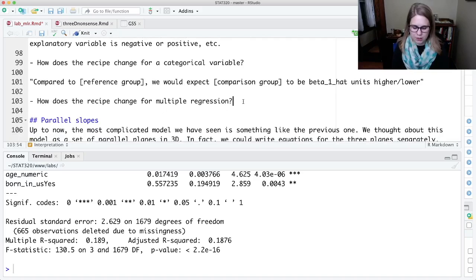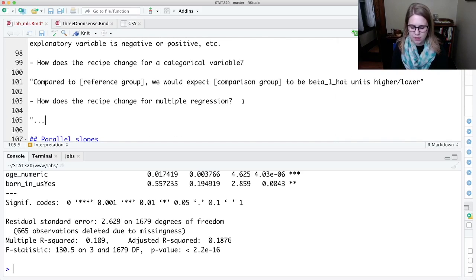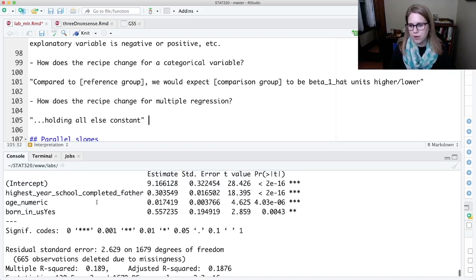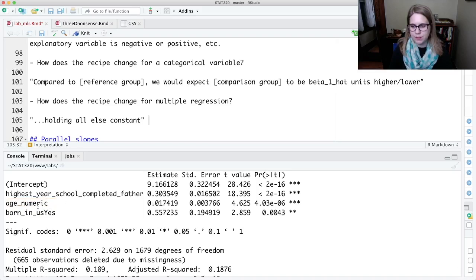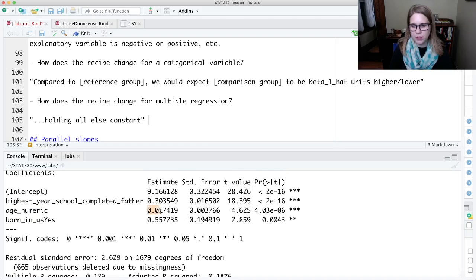And then for multiple regression, the thing that we add on is at the end, holding all else constant, or holding, and then we could list out the names of the variables. So if we were going to interpret the coefficient on age numeric for a 1-year increase in age, we'd expect the years of schooling to go up by 0.02 years, holding the highest year of school their father completed and their immigration status, born in the US or not, holding those 2 things constant. So we want to make a fair comparison, an apples to apples comparison.